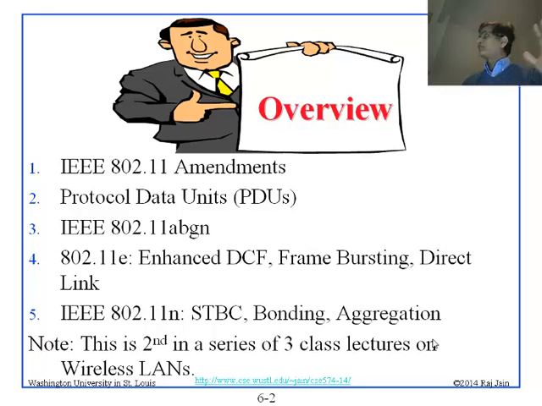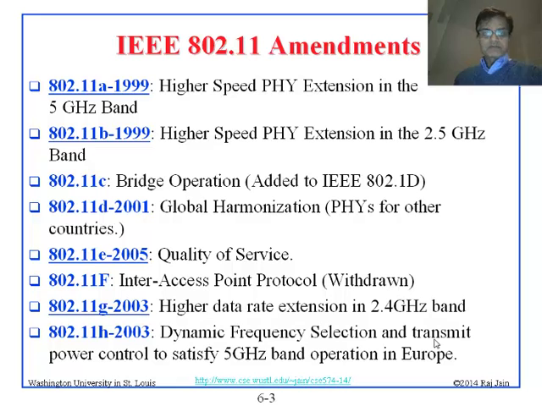Now this is again 473, but I'm just trying to make sure that everybody is at the same level. We'll define PDUs. What does PDU mean? Which many of you already know. And then A, B, G, N, we go through one by one, and so on and so forth. And then in the middle we have to do 11E. E changes the contention method that we talked about slightly. So we talk about that, and then we go through N, and then so let's move on to that.